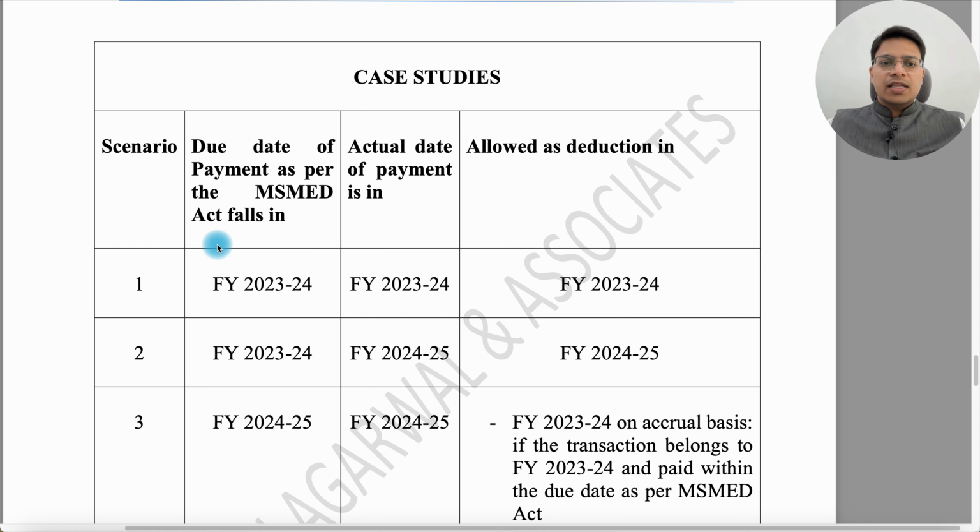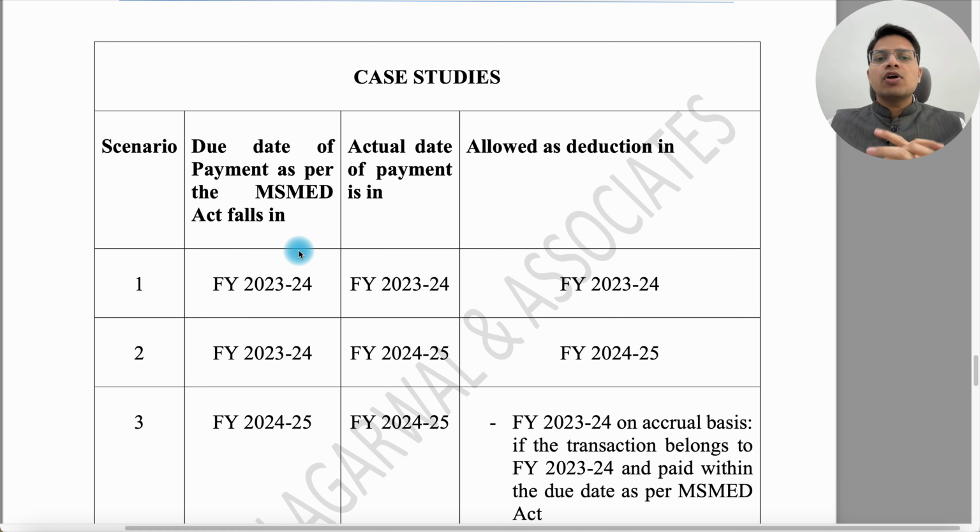So coming to the first case study, the second column that we are seeing here is about the due date as per the MSMED Act. The third column is the actual date of payment. So let us see in which year the deduction will be allowed in this case. Due date of payment as per the MSMED Act falls in financial year 23-24. There is a specific way to calculate the due date as per the MSMED Act. I am not going into details for that as of now because the intention of this video is to keep it very simple.